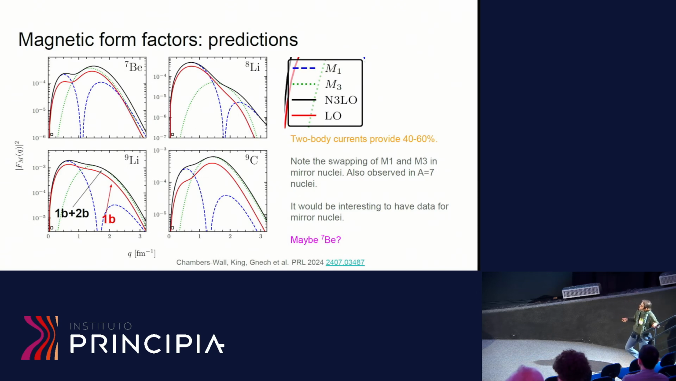Okay, here is not visible, but they're important to reach agreement with the data. Another feature that we observed, especially by looking at mirror nuclei, so in the case of carbon-9 and lithium-9, is that the M1 and M3 peaks, the blue and the green in this figure, swap in mirror nuclei, and this is a property associated with the one-body current operator. I can give more details. But because of this, it would perhaps be interesting to look at beryllium-7 so that one has data for a set of mirror nuclei.